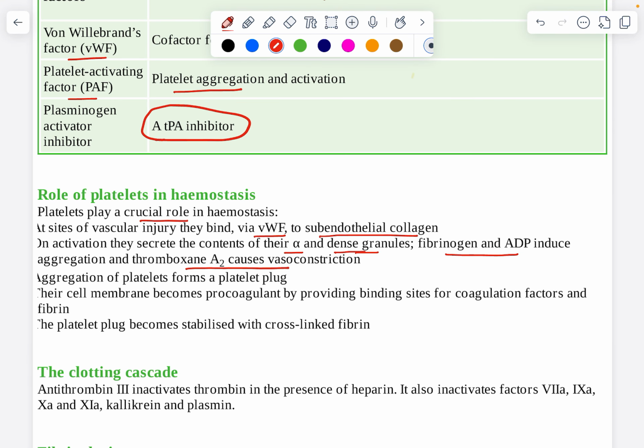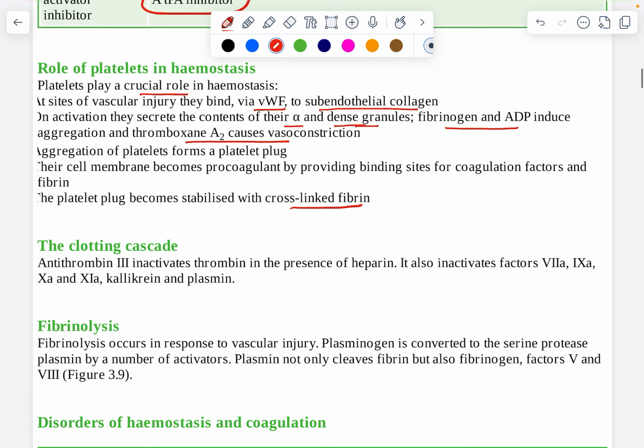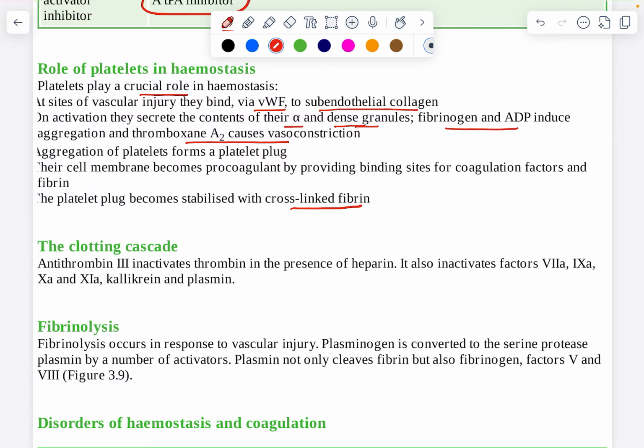Aggregation of platelets forms the platelet plug. Their cell membrane becomes pro-coagulant by providing a binding site for coagulation factors and fibrin. The platelet plug becomes stabilized with cross-linked fibrin. This is the way platelets act. Now the clotting cascade: there is antithrombin 3, which inactivates thrombin in the presence of heparin.